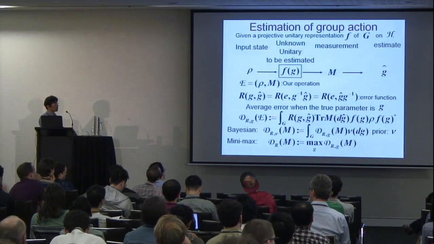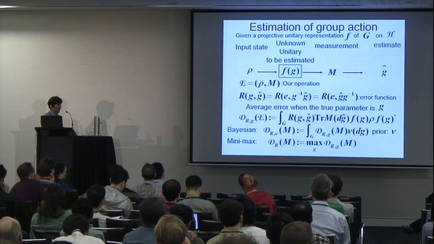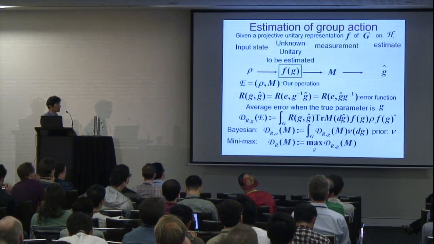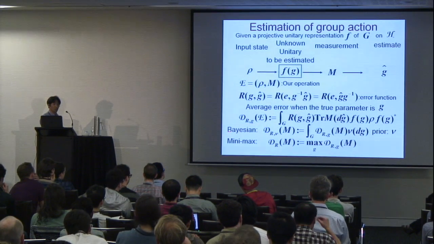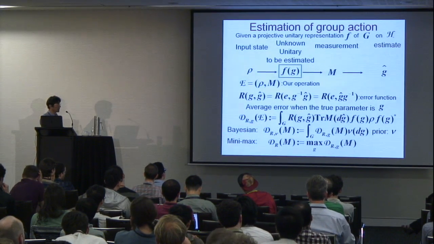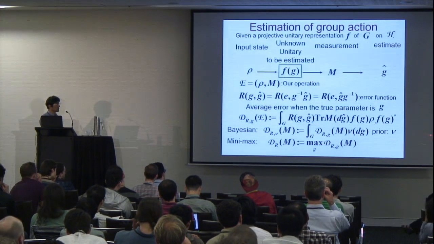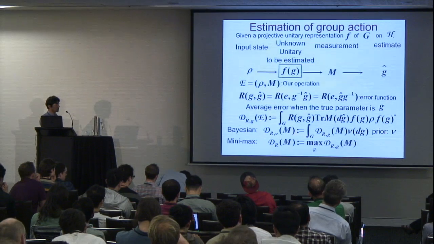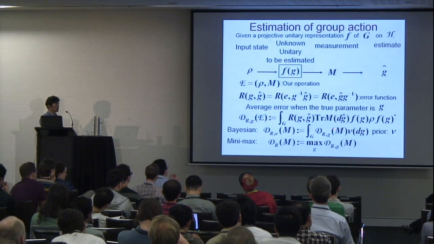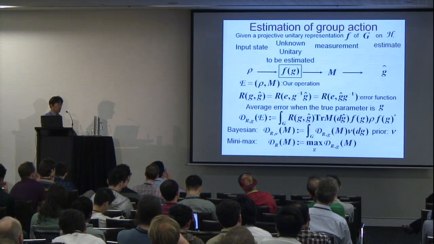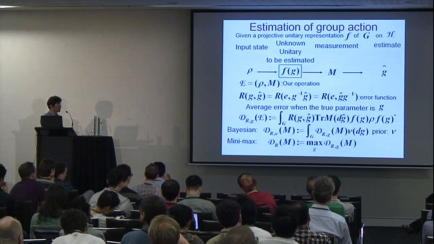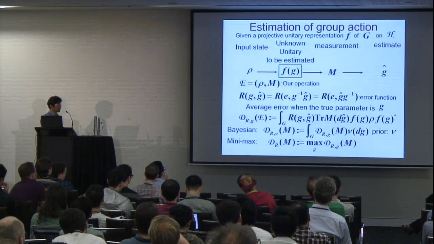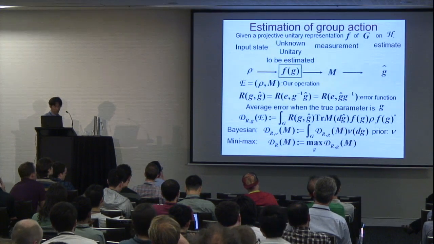But of course, we don't know the true parameter G. In that case, we consider two kinds of formulation. One formulation is Bayesian, another one is minimax. In the Bayesian case, we fix the prior distribution, and we take the average under this prior distribution. And usually we consider an invariant measure as a prior. And also we consider minimax. The minimax case is the worst value of this average error.